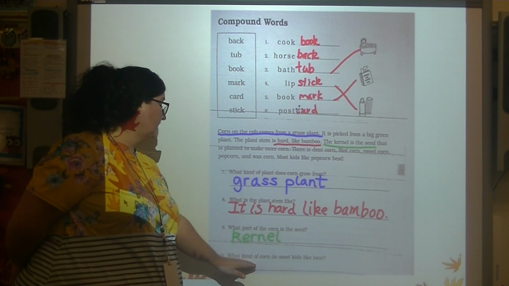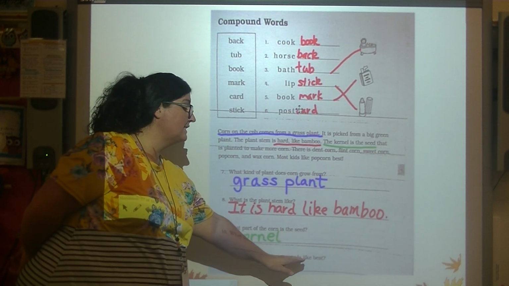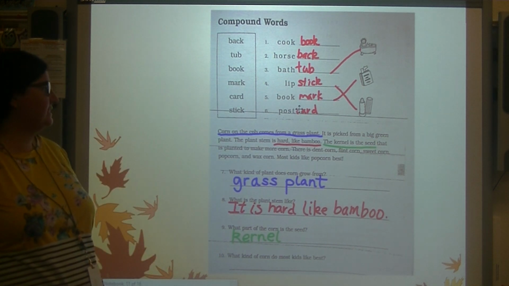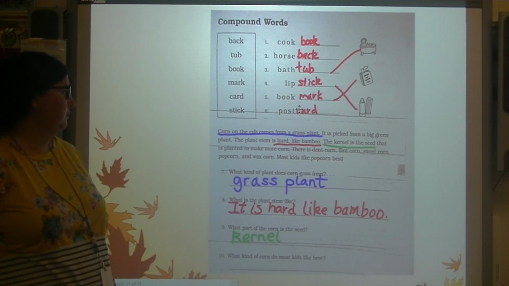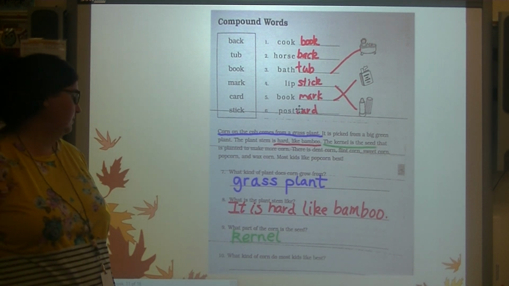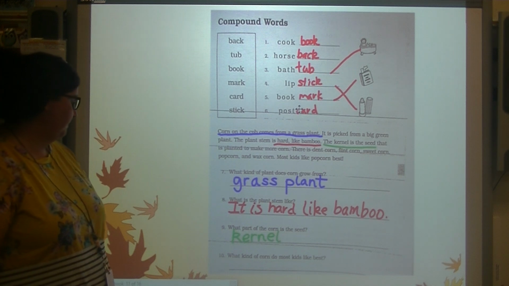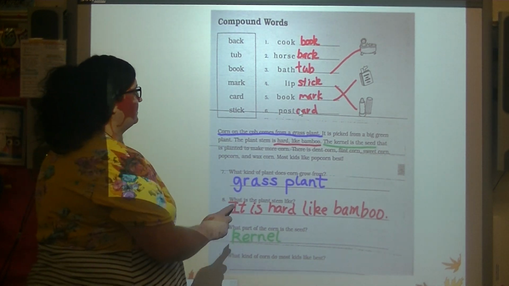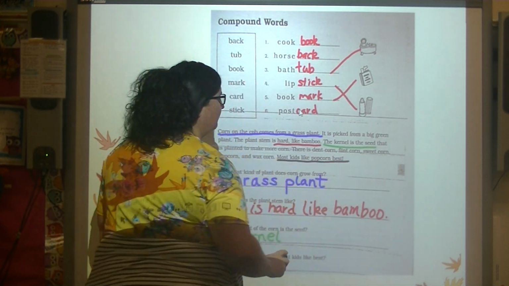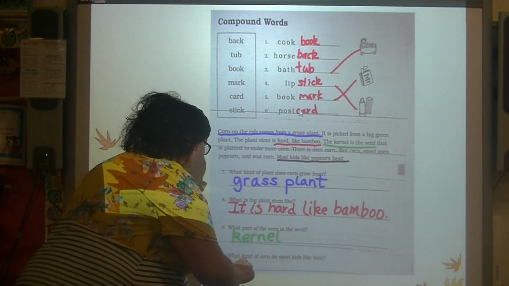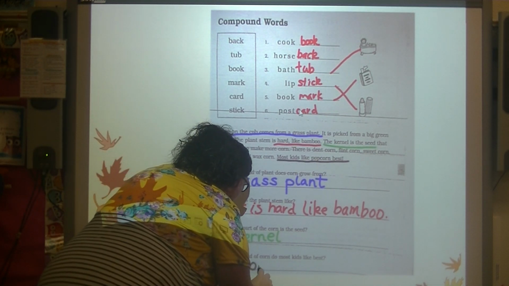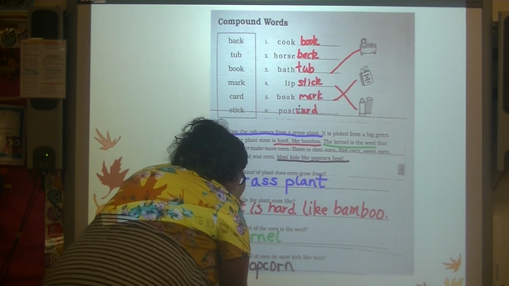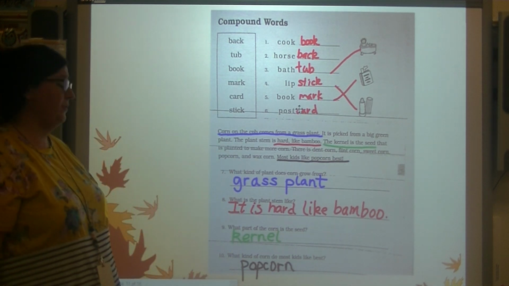Number 10, what kind of corn do most kids like best? All right, which sentence tells us that? Most kids like popcorn best. That may be some adults too, right? Popcorn.